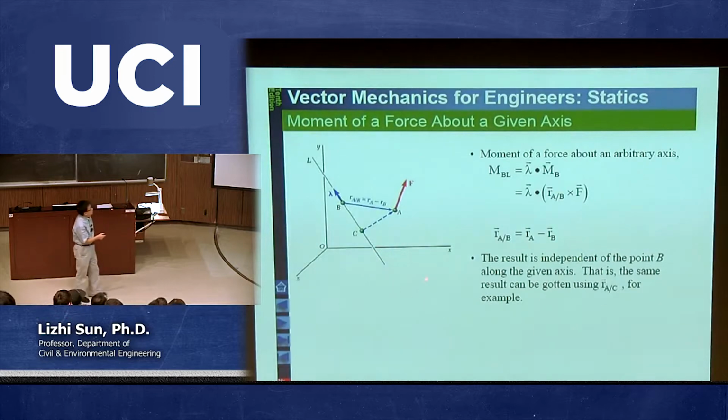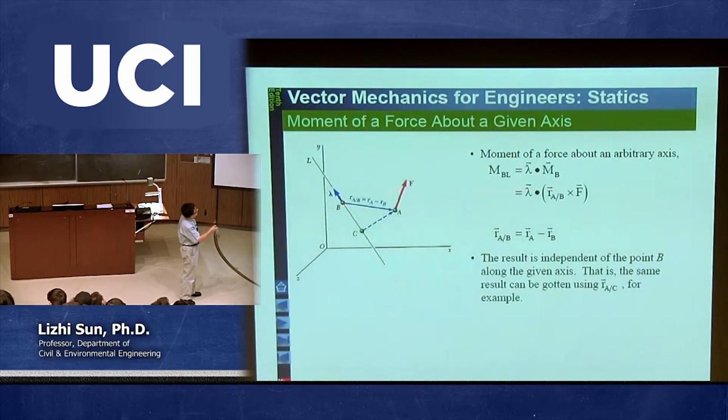So what you need to do is to randomly pick a point on this given axis. Any point you like. You want to pick point C, no problem. You want to pick point B, it's not a problem either. Once you pick point B, you can evaluate this r, which is the distance vector from the point you just picked to the point where the force is applied. So this r, the distance vector, is from B to A. It's from B to A, so you use A subtract B. Don't forget, use A subtract B. So this is called r, and then take the cross product with the force vector.